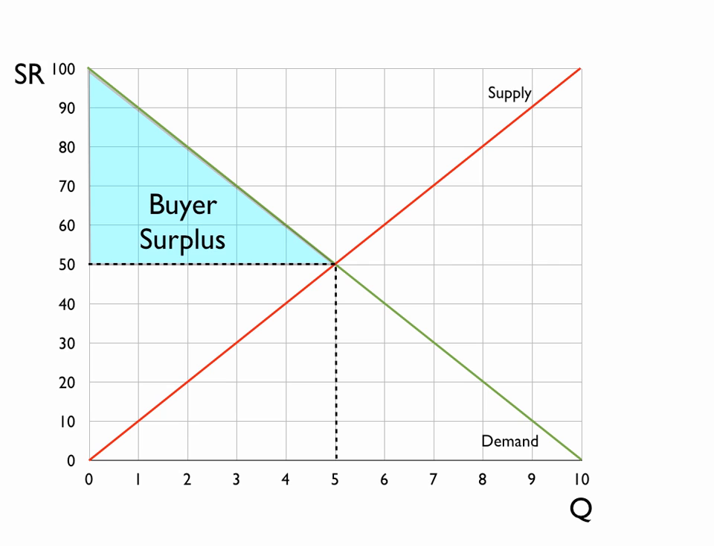This area here would be the buyer surplus. The area below would be the producer surplus, or seller surplus. Anything above the supply curve and below price is seller surplus. Anything below the demand curve and above price would be the buyer surplus.